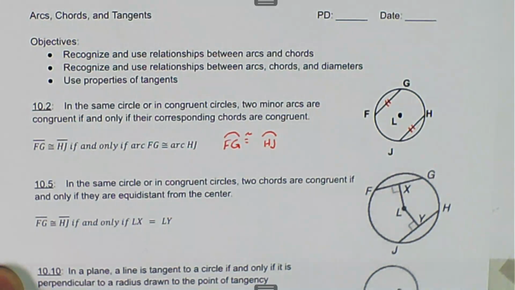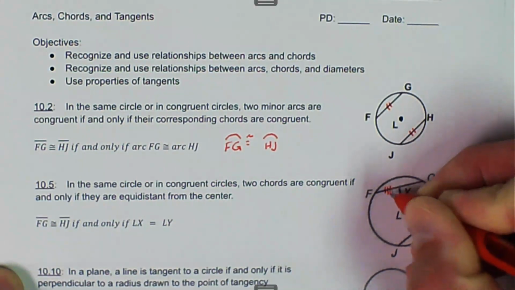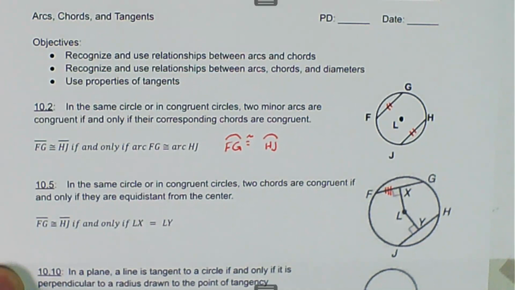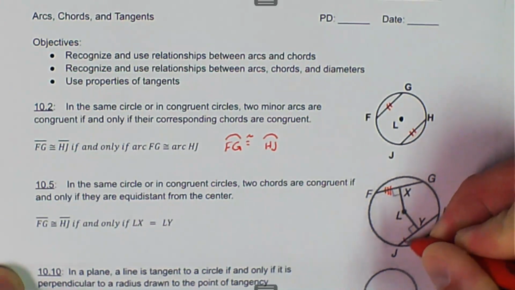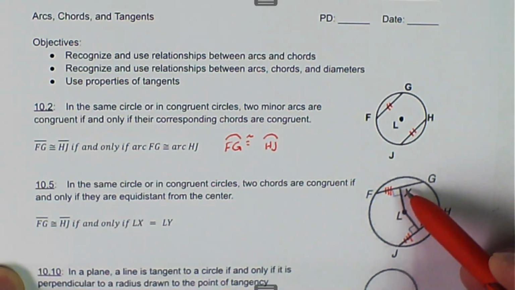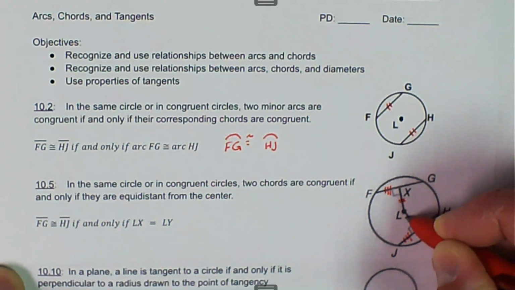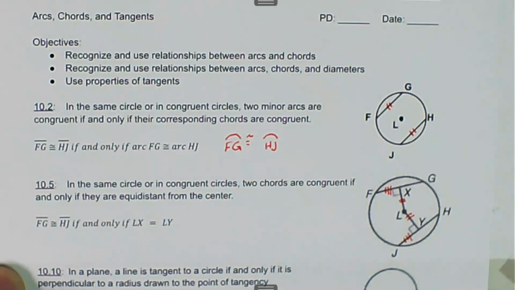Theorem 10.5. In the same circle or in congruent circles, two chords are congruent if and only if they are equidistant from the center. So here we have line segment FG again, and I'm going to put 3 marks on this one, is congruent to line segment HJ. And the only way that those can be congruent is if the distance from L to X is equal to the distance from L to Y. So I'm going to put 2 congruent marks here and 2 congruent marks here. Also, that has to intersect at a 90 degree angle there.